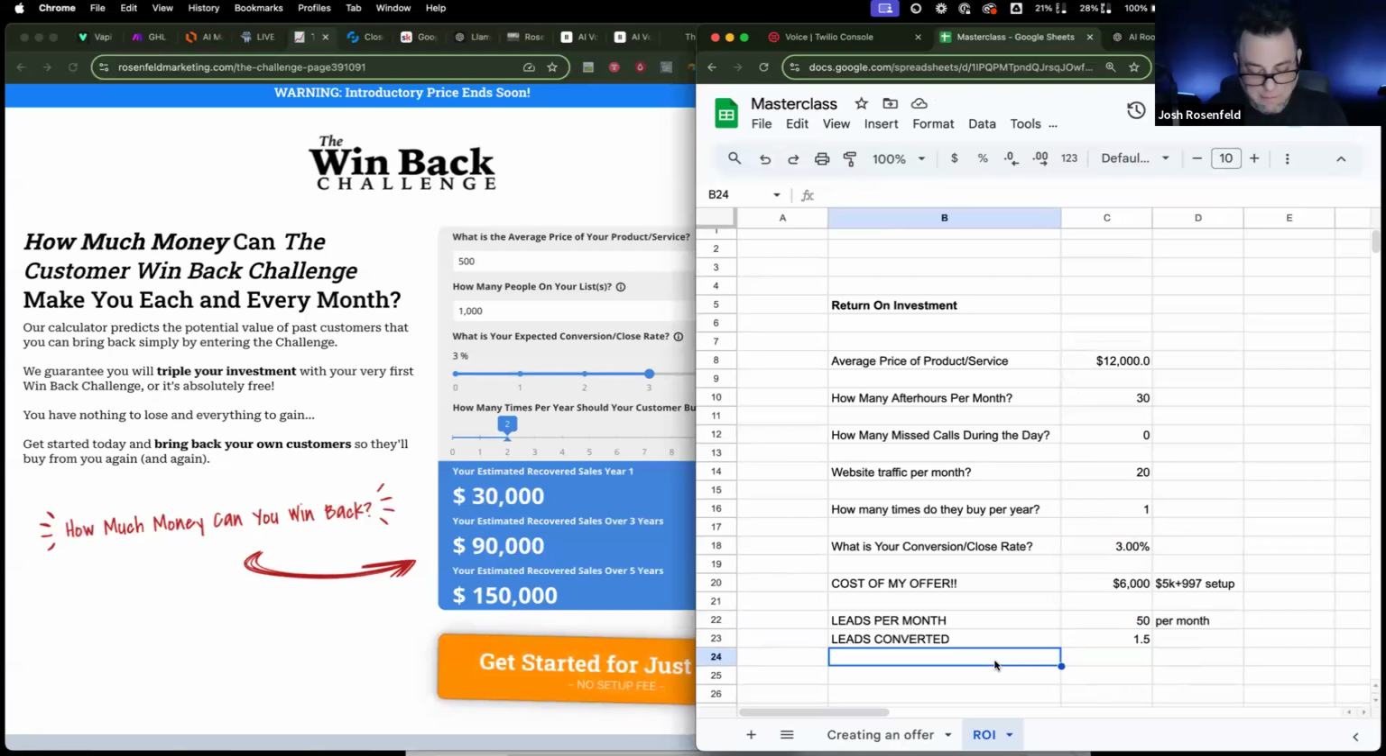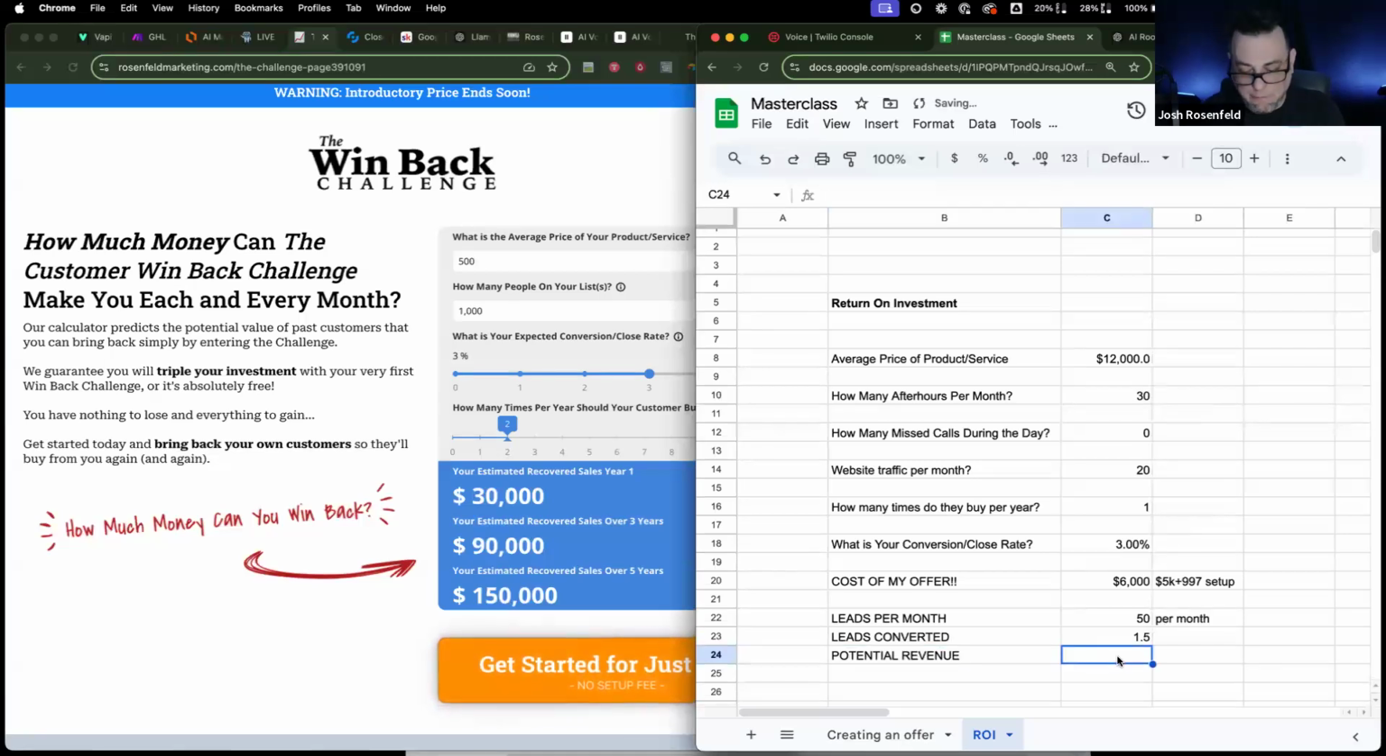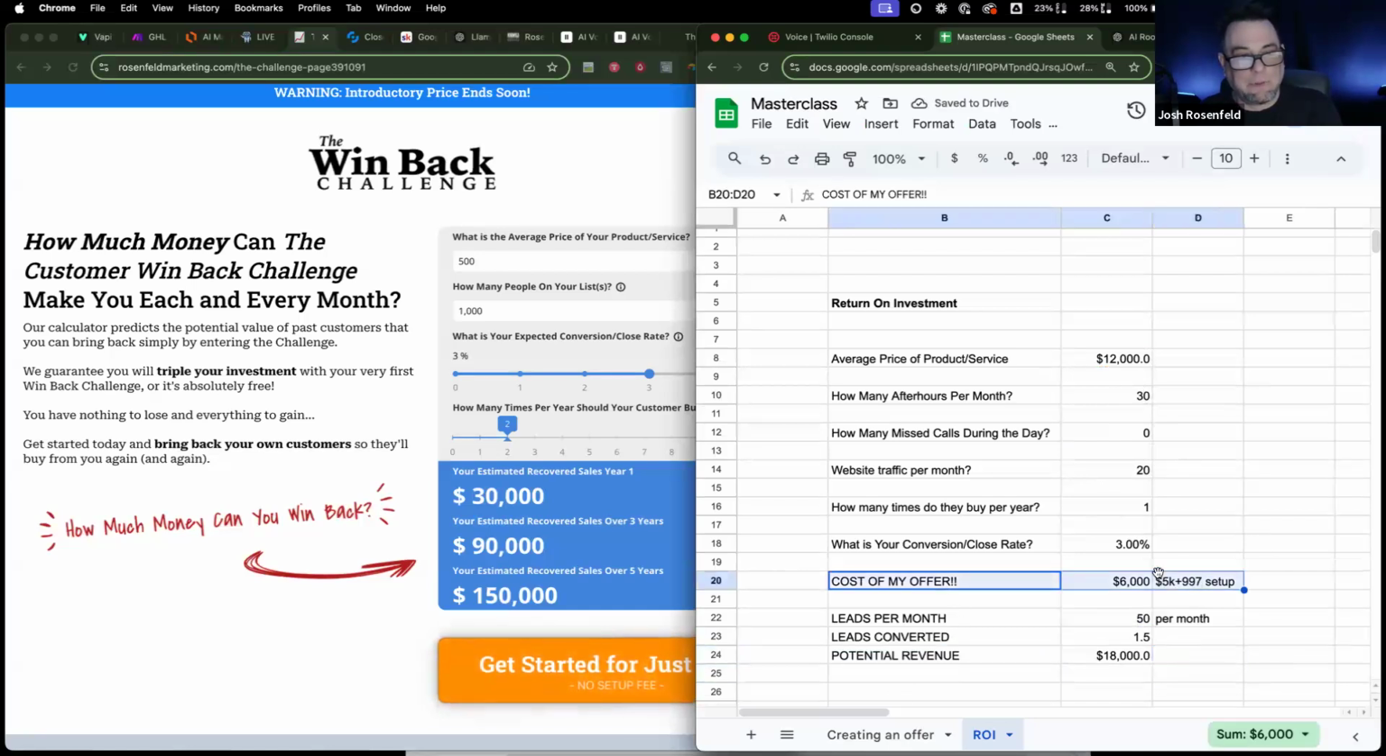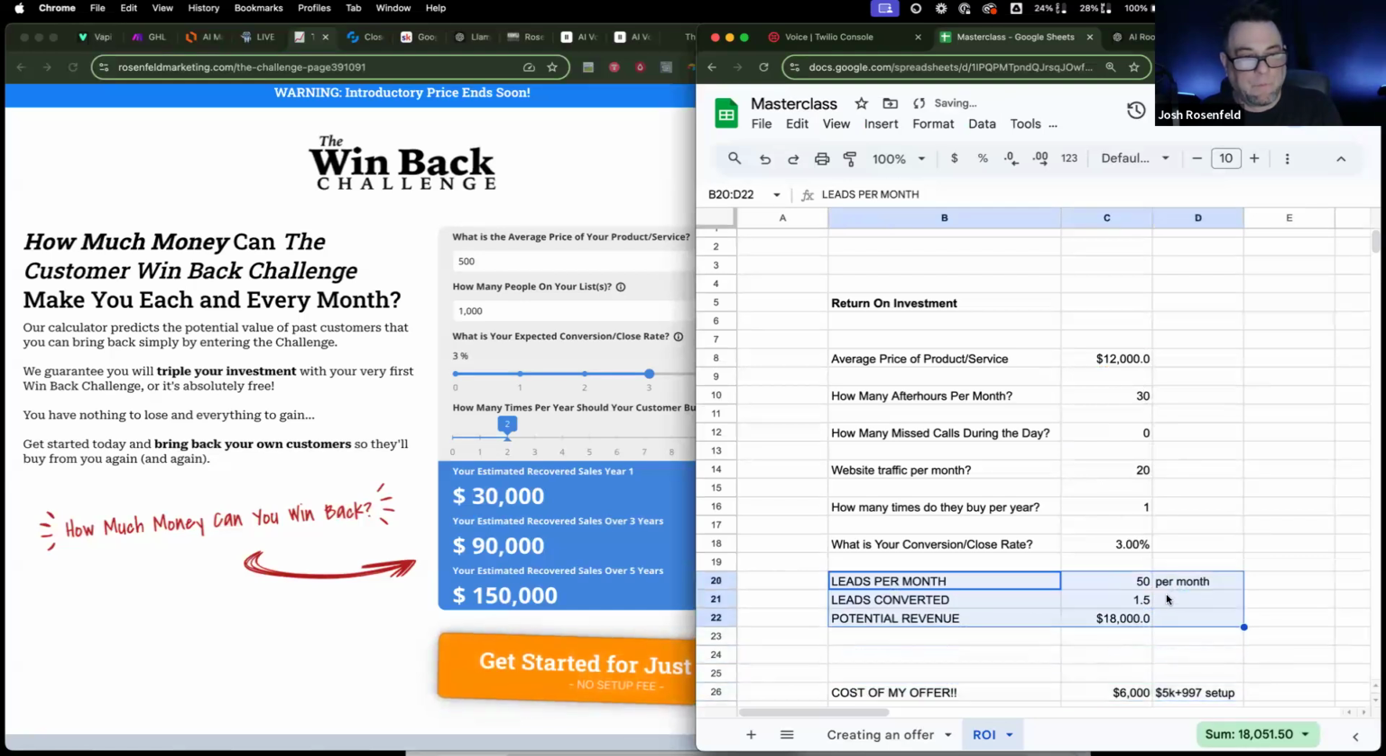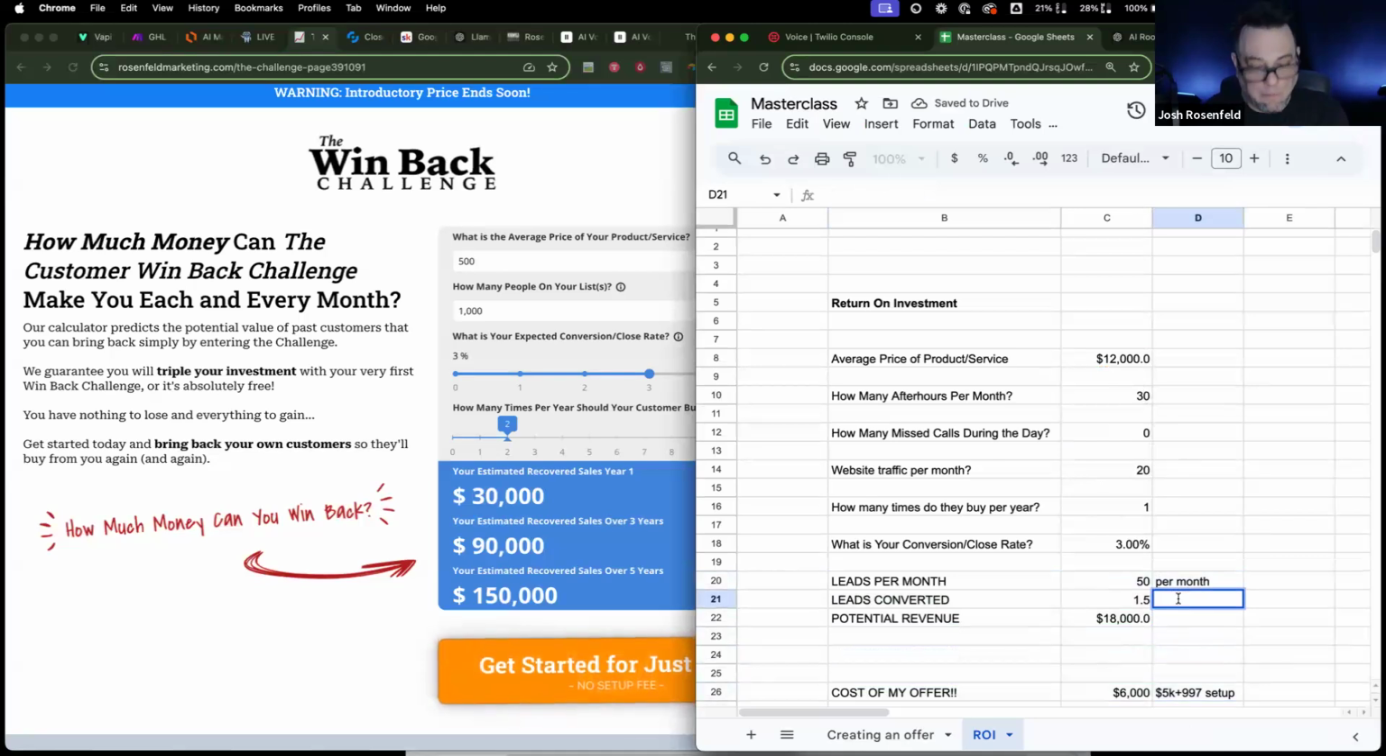So the potential revenue amount clearly is going to be the average price of their product or service times how many leads are converted, right? That's $18,000. So now, I'll move this down here, move this up here. 1.5 new sales per month, right?